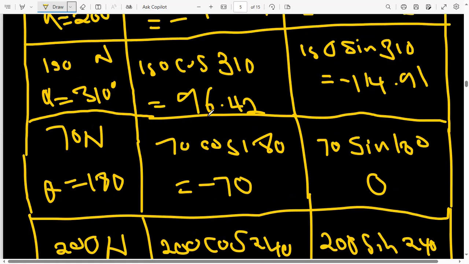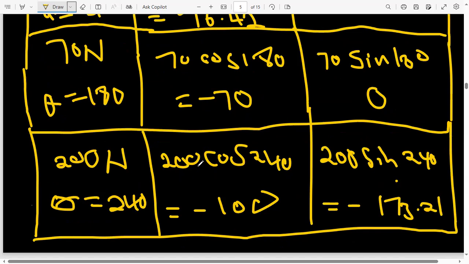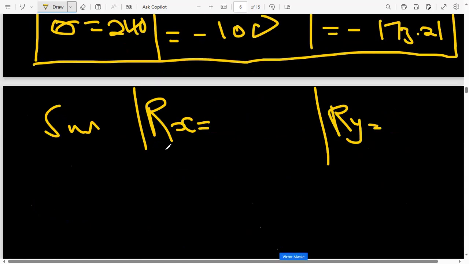96.42 plus minus 93.97. Okay, so what do I get there? According to my calculator, I am getting minus 167.55. So this is my resultant of X.